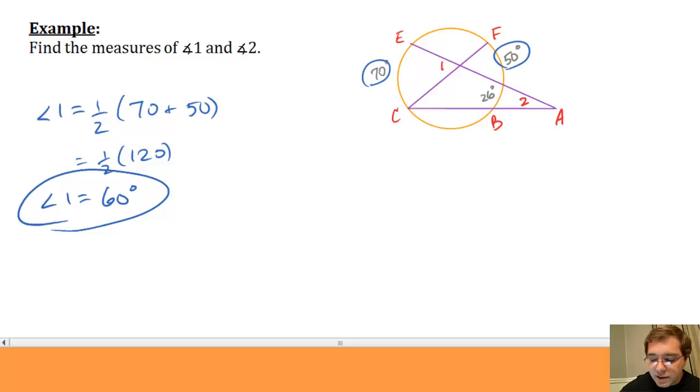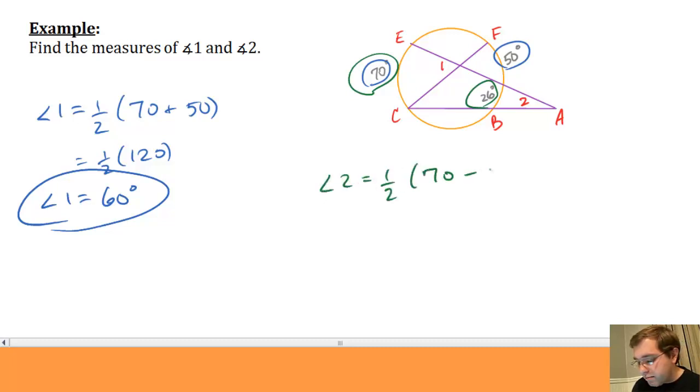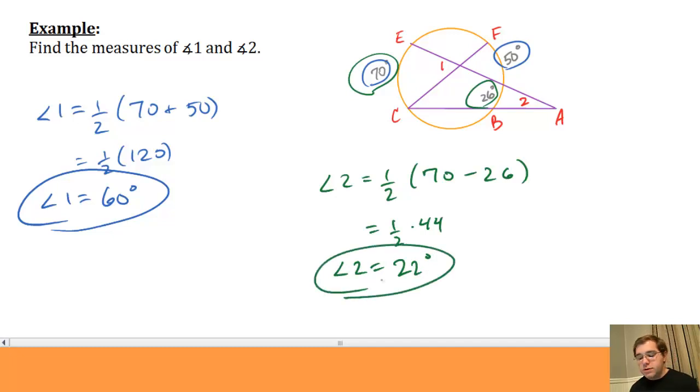Now angle 2 is outside the circle. So angle 2 is going to be half of the difference in the intercepted arcs. Well, what are the intercepted arcs for angle 2? We've got 70 is the big one, and then the 26 is the small one. So angle 2 is going to be 1/2 of 70 minus 26. And angle 2 is outside the circle, so we take the difference. 70 minus 26 is 44. So we're going to take half of 44. Half of 44 is 22. Angle 2 is 22 degrees.